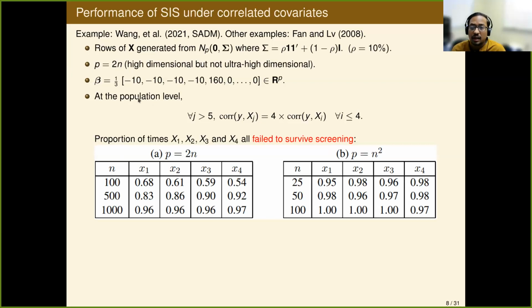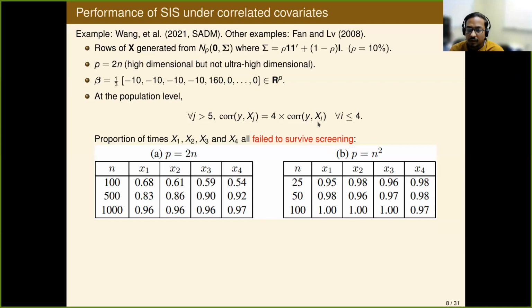And even if the number of variables p is not very high, let's say it's only twice the number of observations, beta can be chosen so that at the population level, the correlations between the response and many of the important variables are actually smaller than the correlation between the response and many unimportant variables. In fact, in this particular case, the correlation between the response and all the unimportant variables is 4 times the correlation between the response and some of the important variables.